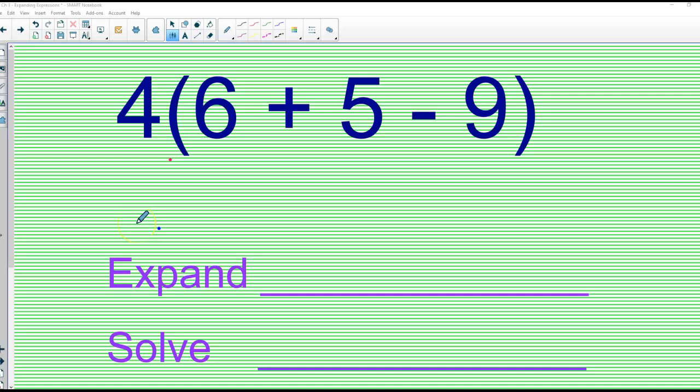All right, here's one of the bigger problems that we worked with before. It has 3 numbers inside. So same rules apply. Multiply the 4 times the 6, and I would get 24. Multiply the 4 times the 5, and I would get 20. There's an addition sign in between, right? And multiply the 4, and there's negative 9, so I get negative or minus 36.